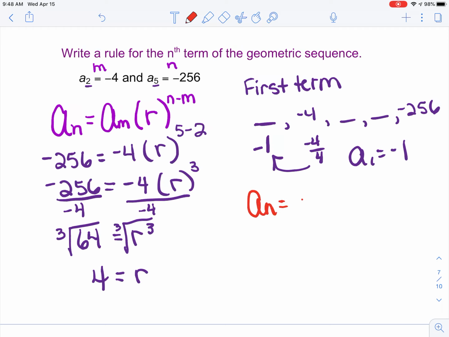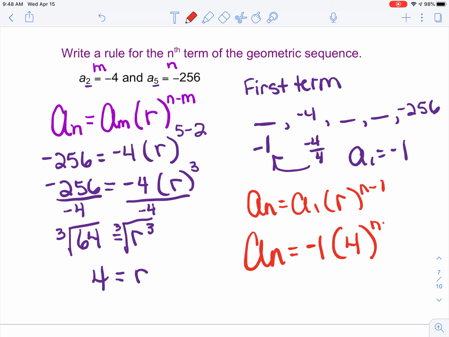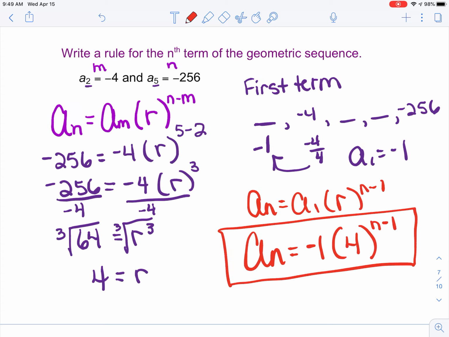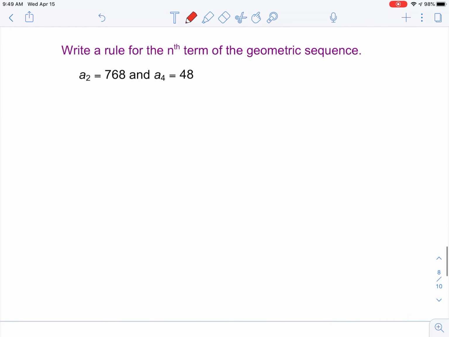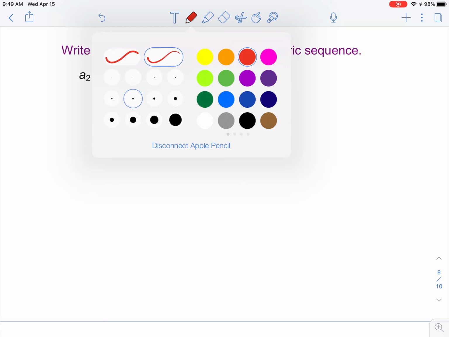So now I'm going to put it into a sub n equals a sub 1 times r to the n minus 1. A sub n equals -1 times 4 to the n minus 1. And there is our formula, our rule.